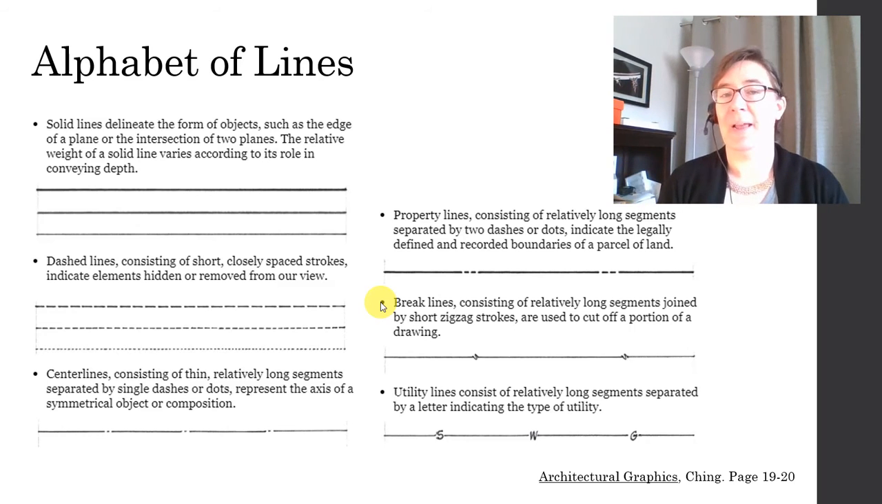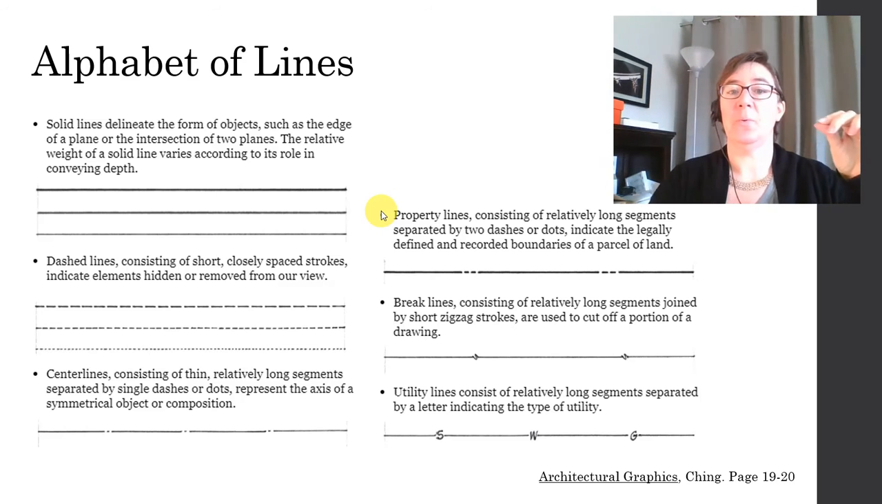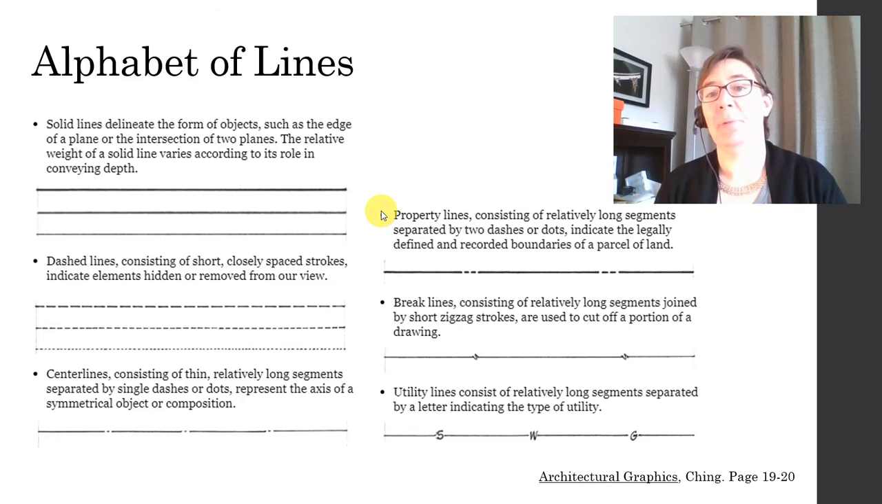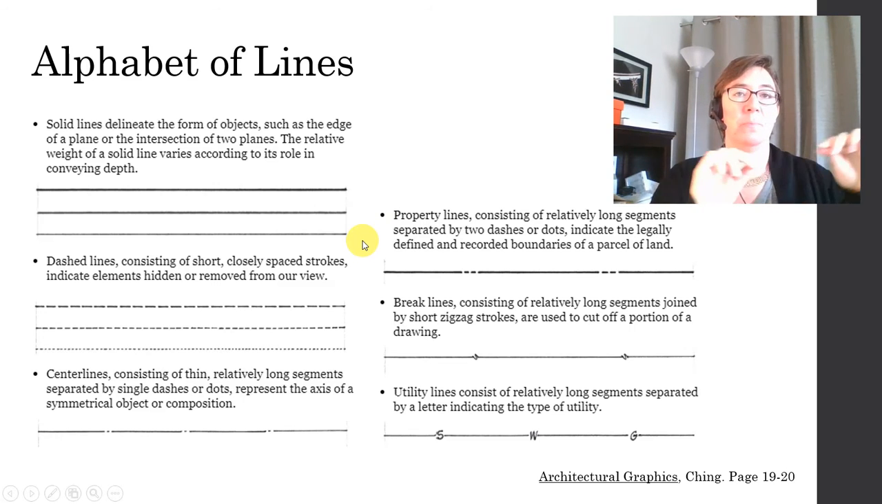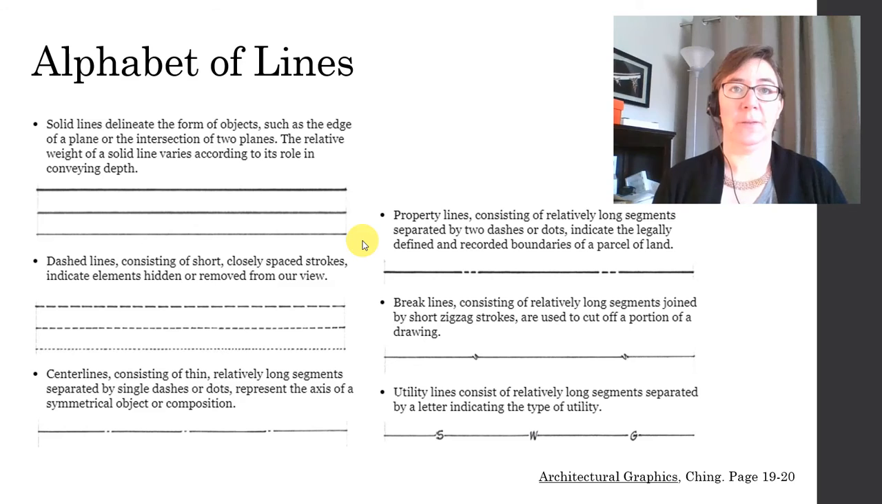Here's a couple of line types that weren't shown in the last source, and one is a property line. This is for a site plan, and you are delineating the edge of a plot of land, a parcel of land, and it's fairly standard that property lines are shown by one long dash and then two short dashes.